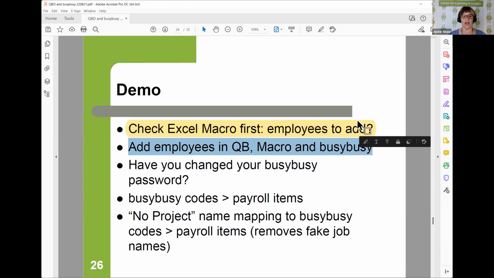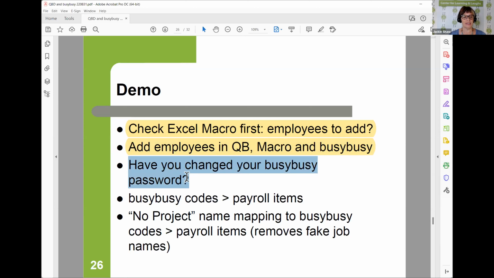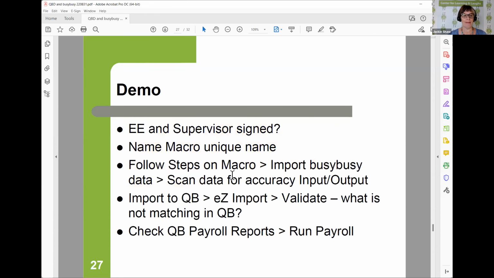So before you get started in the process, always double check to make sure, do you need to add an employee? Because if you do, you need to add them in QuickBooks, the macro, and BusyBusy. Have you changed your password? Check all the things you can check that might go sideways before you import and start the process. We've got the no project mapping that they took care of for me. Here's where we go through. It validates the data right before it goes in.